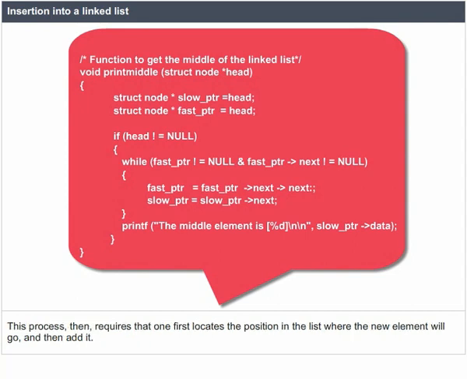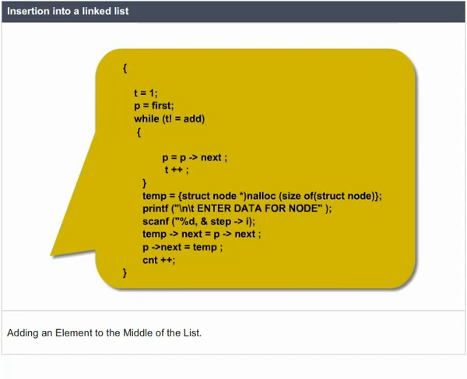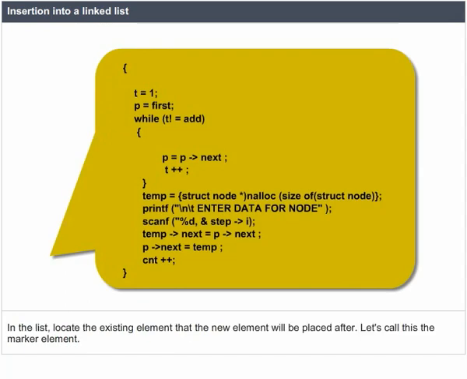This process then requires that one first locates the position in the list where the new element will go and then add it. Adding an element to the middle of the list. In the list, locate the existing element that the new element will be placed after. Let's call this the marker element.